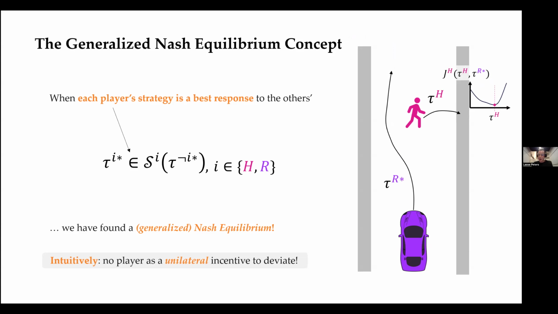For the robot, we can do the same thing. For the human, we can do the same thing. We can ask, okay, fixing the robot strategy, we also require that any other strategy has a higher cost for the human, right? And so if these conditions hold unilaterally for each player, then we found a generalized Nash equilibrium of this game.